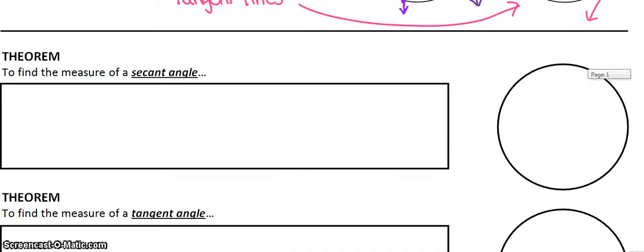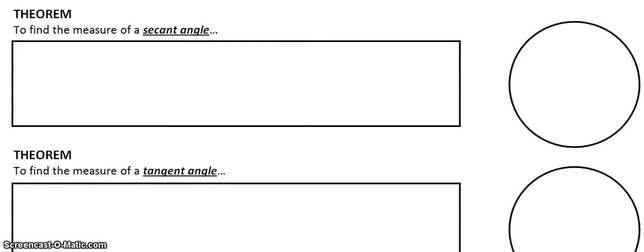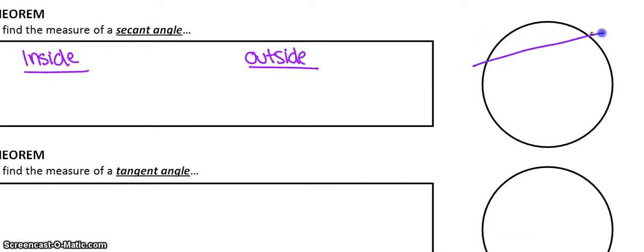Okay, now that we're done with vocab, let's talk about the theorems about secant and tangent angles. We're going to start with secant angles first, and there are two different kinds of secant angles. So there's the inside secant angle, and there's the outside secant angle. I'm going to start with the inside secant angle. So just to kind of redraw that, it might look something like this. So these are two secant lines because it crosses a circle at two different points. So again, an example of an inside secant angle would be this angle here or that angle here.